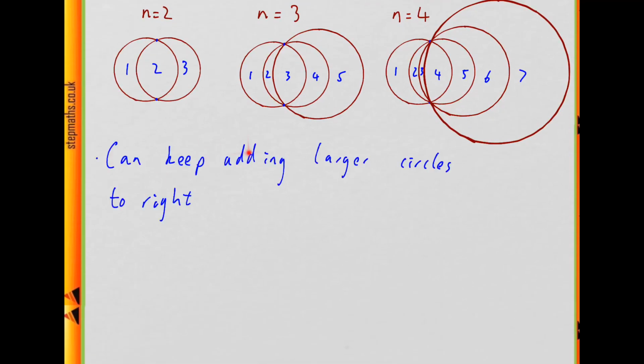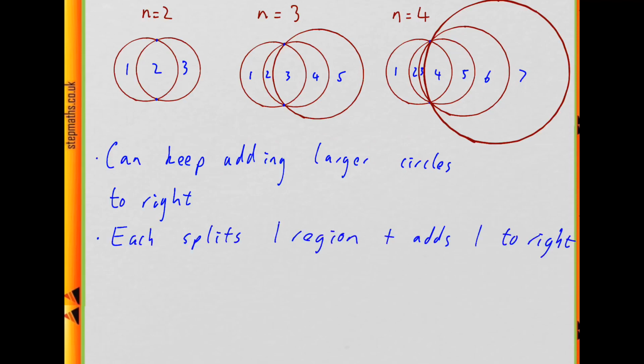So we're saying we can just keep adding larger and larger circles to the right, and we just follow this pattern. And each one, we split a region in 2, so what was region 3 here is now 3 and 4 here. What was region 2 here is now 2 and 3 here. And it adds an extra one to the right, so we added this region here, and then this region here, and then this region here. So we're adding 2 regions each time.